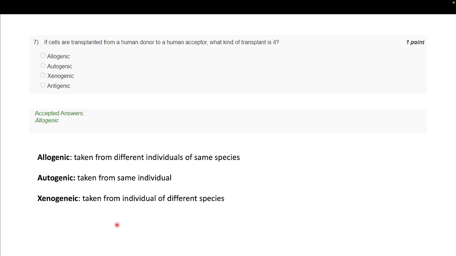And xenogenic is taken from individuals of different species. For example, let's say there's a pig implant or a liver taken from a pig which is then implanted into a human. That kind of transplant is known as xenogenic. Antigenic has nothing to do with transplantation here. So yeah, the correct answer is allogenic.